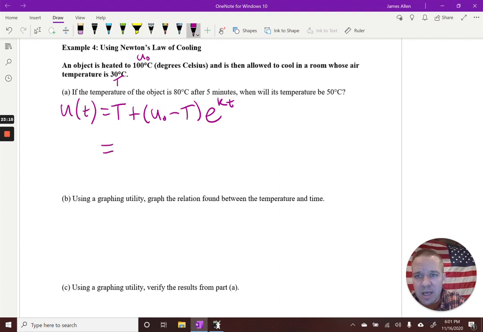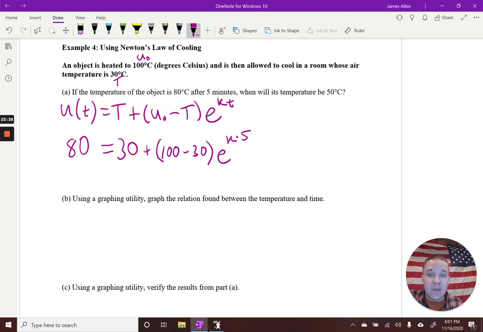Let's see here. We said T is 30. I'm going to start plugging some things in. U naught is 100, and then we've got 30 again for T. E raised to, we don't know what K is, but it's 80 degrees after 5 minutes. So if I put 80 and multiply K by 5 up here, that would allow me to solve for K, which is a common thing we've done. So now I've got everything as numbers except for the K. Let's solve this thing for K.